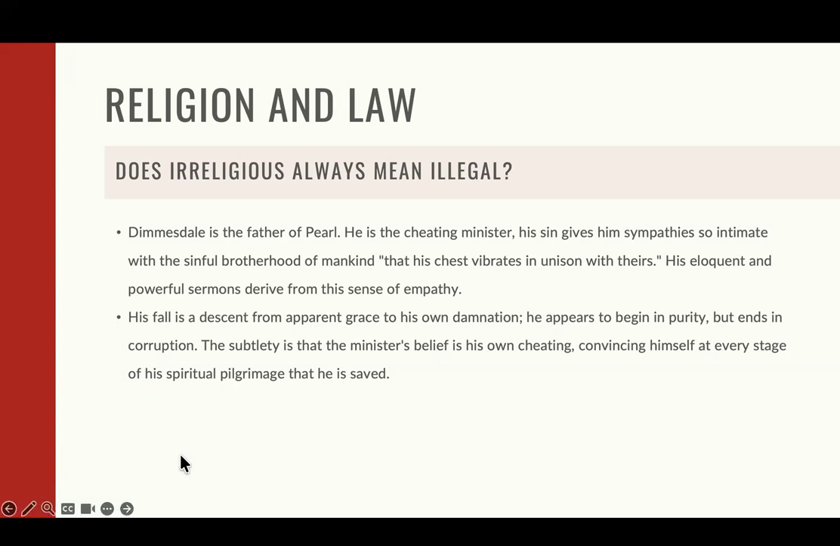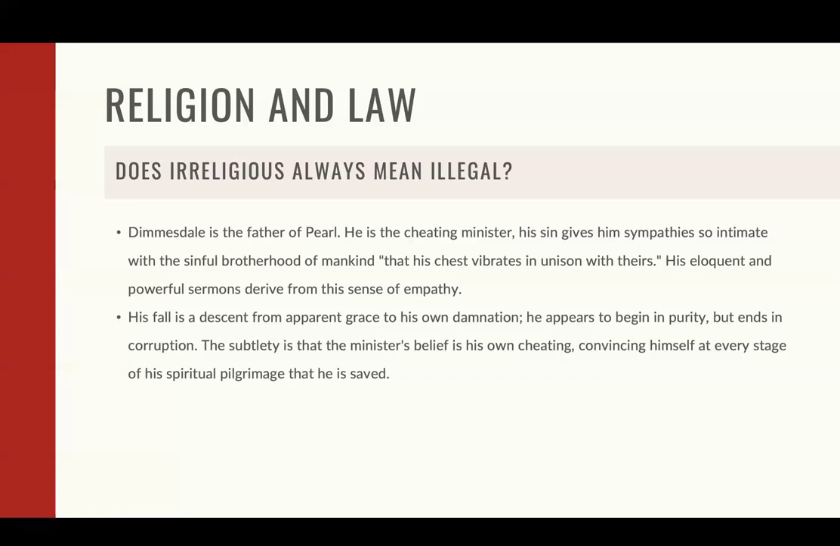So, Dimsdale is the father of Paul. He is the cheating minister. His sin gives him sympathies which are so intimate that his sin, and what it does to him, makes him understand how other people are. That is what gives him that feeling of brotherhood with sinful mankind. And he feels that his chest vibrates in unison with them. That is the reason why he was able to deliver such eloquent and powerful sermons. Yeah, he had that sense of empathy. He could relate to what they were going through.